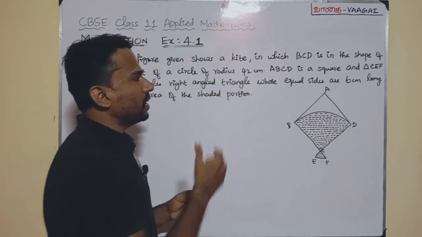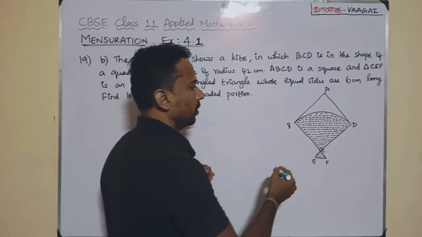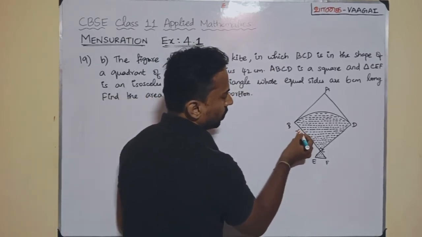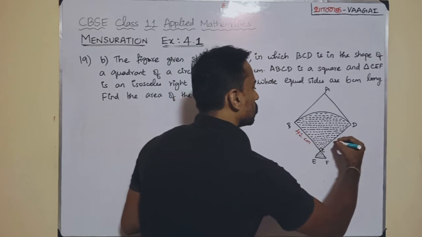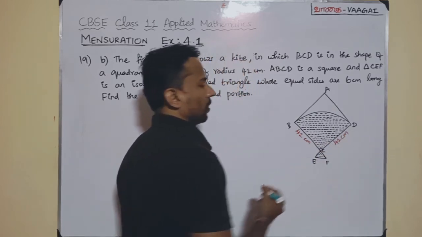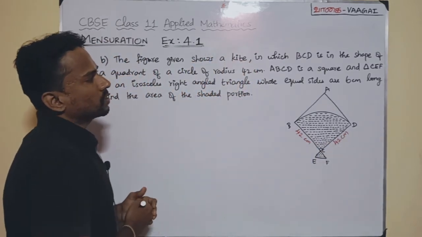And what about the radius here? Radius is 42 centimeter. So I'll put it here. This is 42 cm. And here also, this also 42 cm, okay. Yes, fine. And what next is given?